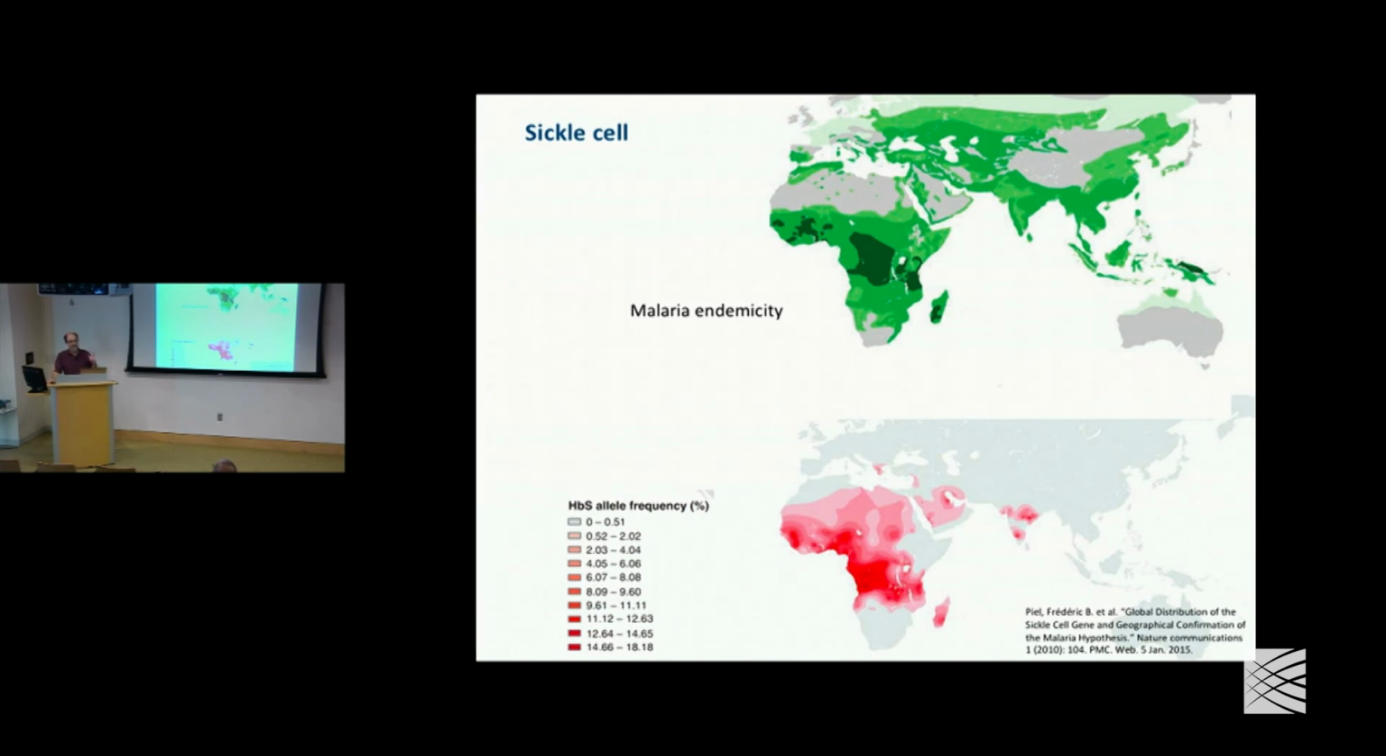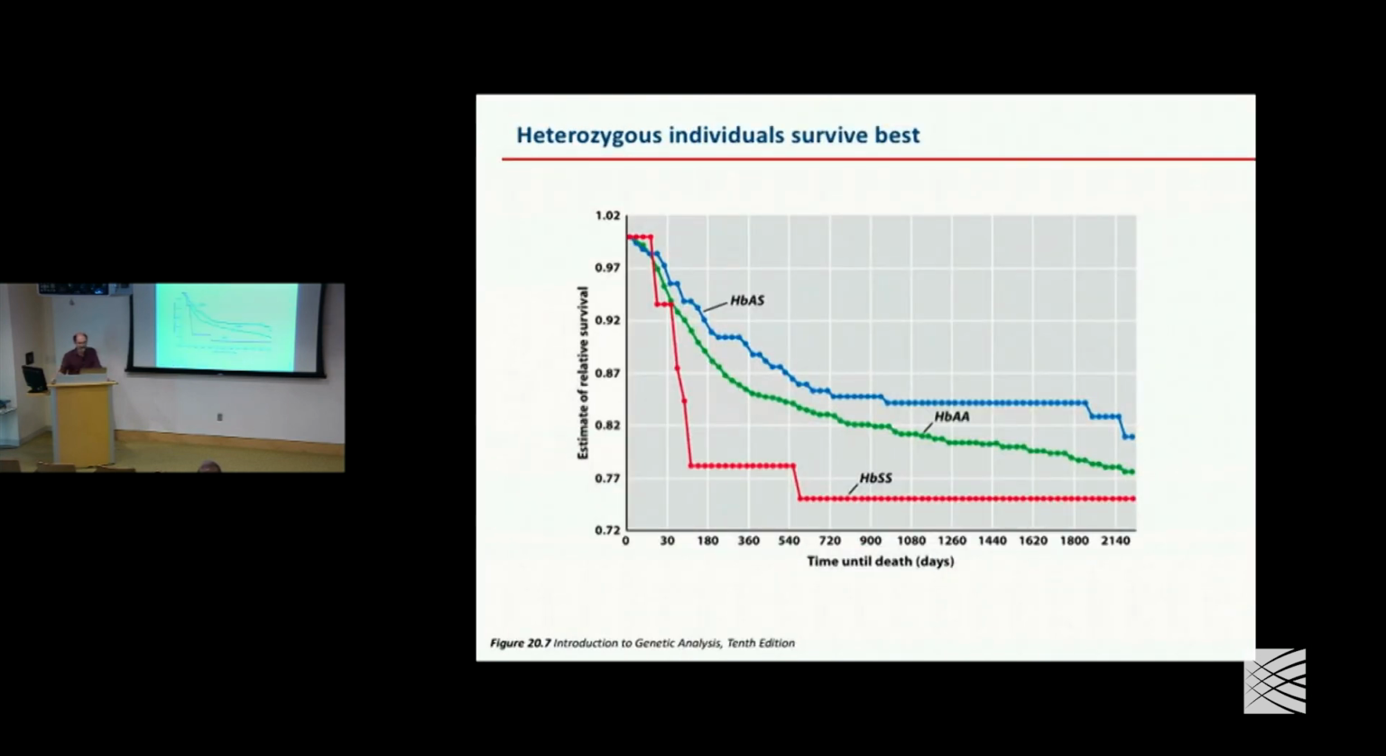The top map shows where malaria is endemic. This is falciparum malaria, historically where it was endemic. And the bottom map shows where the sickle cell allele occurs at high frequency or any frequency. And there's a strong correlation. Further investigation showed conclusively that the sickle cell allele does in fact give protection against falciparum malaria, although the exact mechanism is complicated. But you can in fact observe this directly.